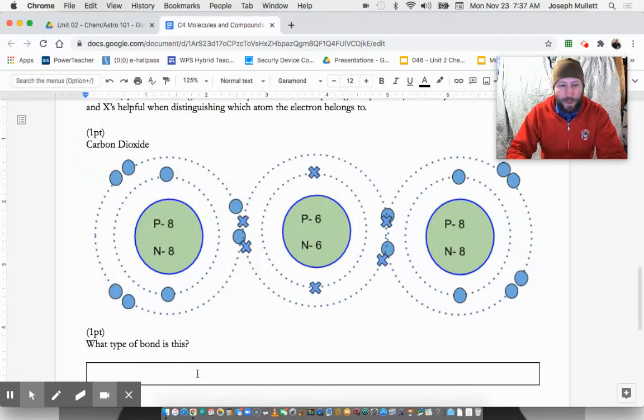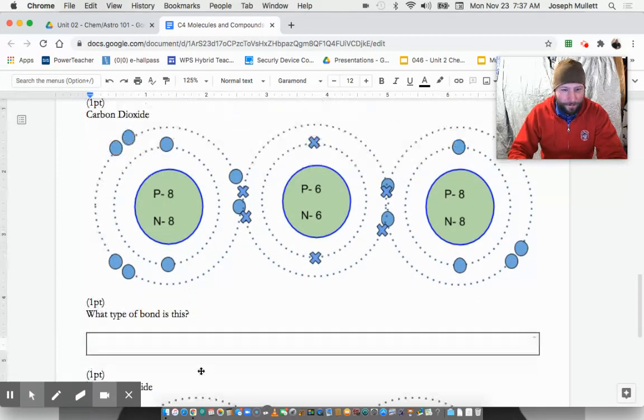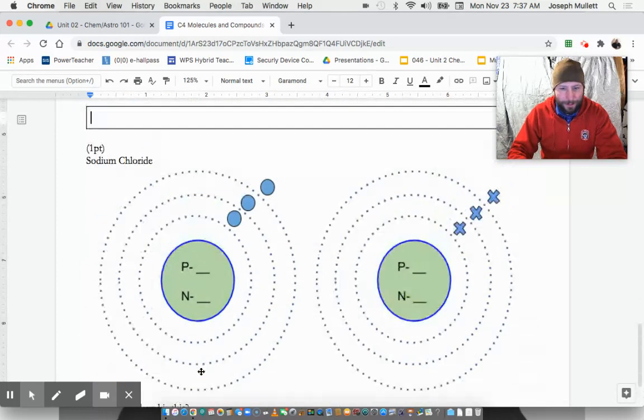And please remember, what type of bond is this? This is the bond where we share. So there's going to be a covalent bond. Okay. All right. Lastly, last one down here.